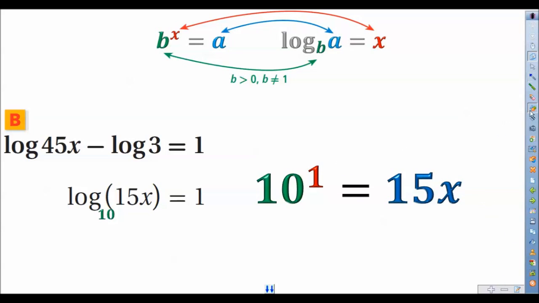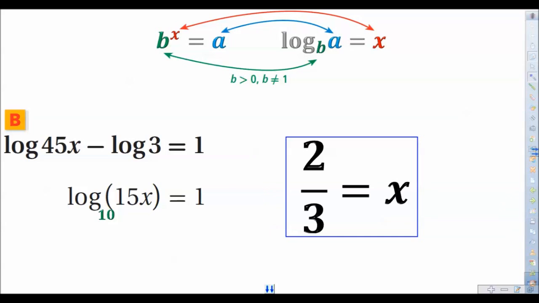And isn't this just 10 then, because 10 to the first is just 10. So how do I solve this problem? Divide both sides by 15. 10 out of 15, isn't that 2/3? There we go.